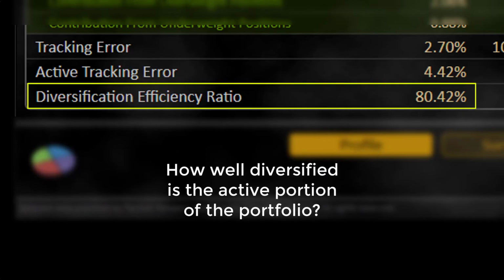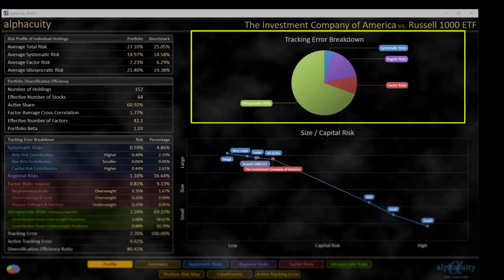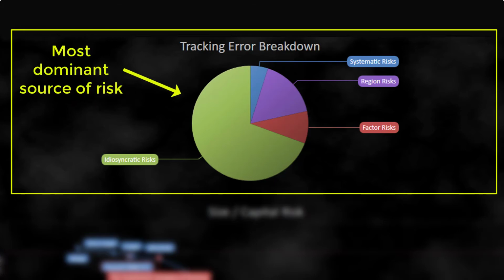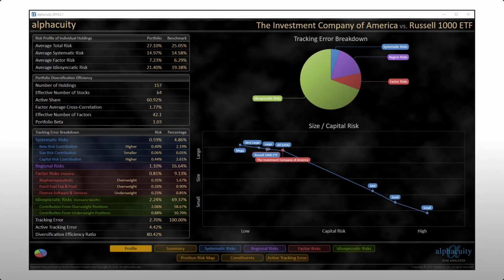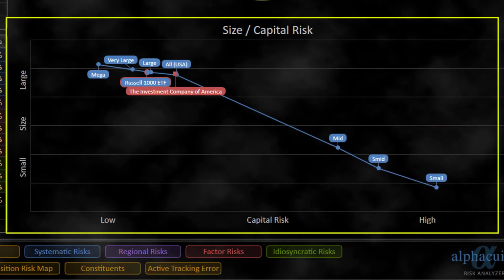Again, as implied by the title, the diversification efficiency ratio measures how well the active portion of the portfolio is diversified. The pie chart in the fourth panel gives a visual reference of the tracking error breakdown. It's a quick and easily interpreted depiction of the dominant sources of tracking error risk, potentially indicating areas for further exploration. Finally, the fifth panel shows the size capital risk chart. It plots the location of the portfolio and benchmark based on the size and capital risk attributes.